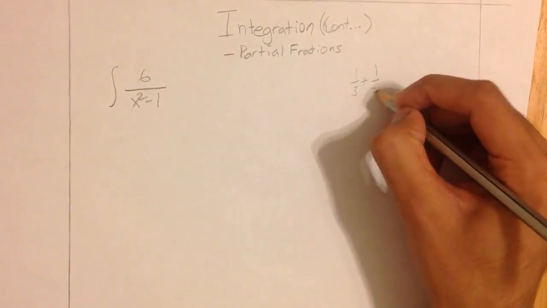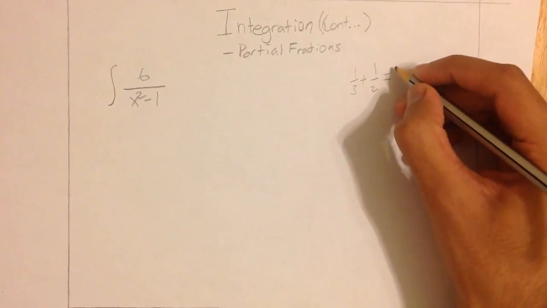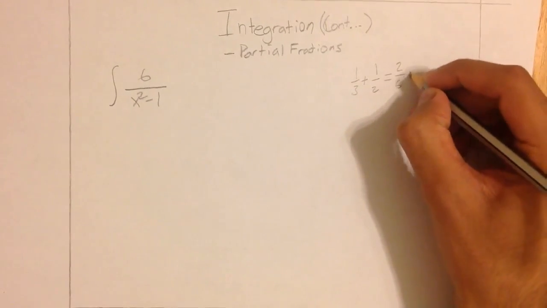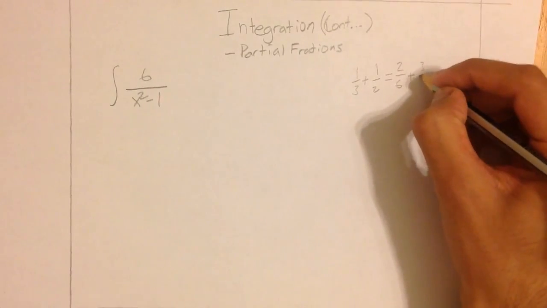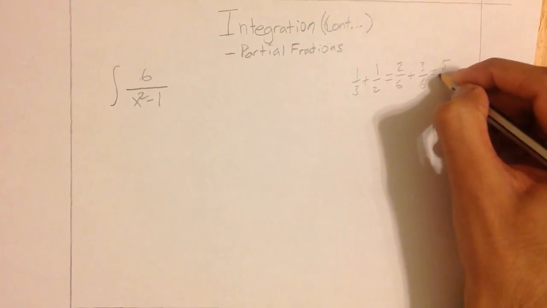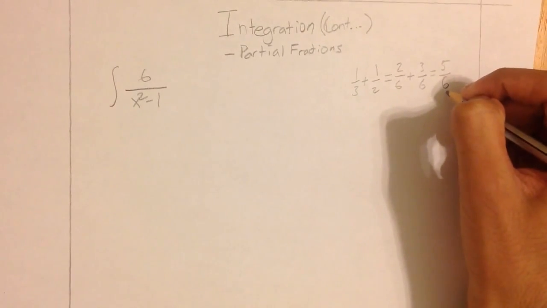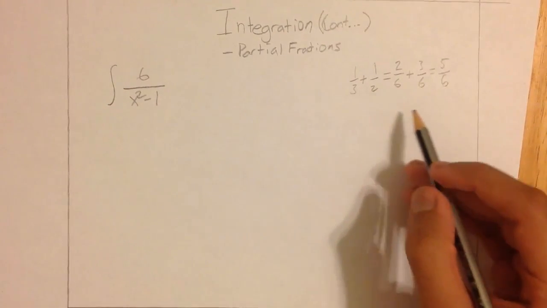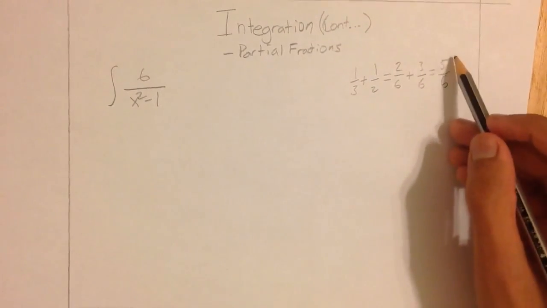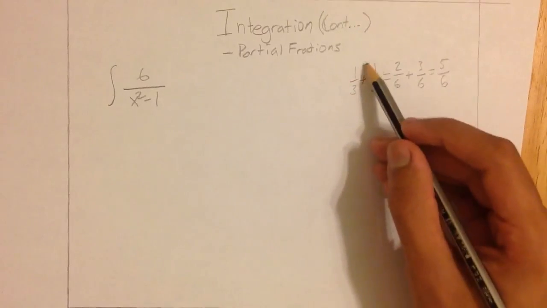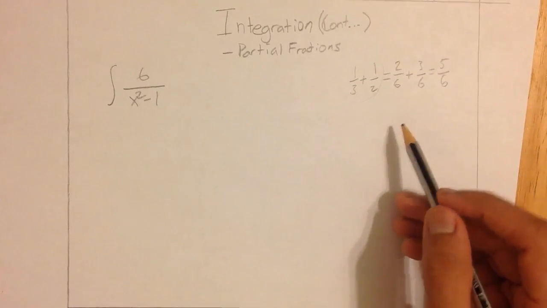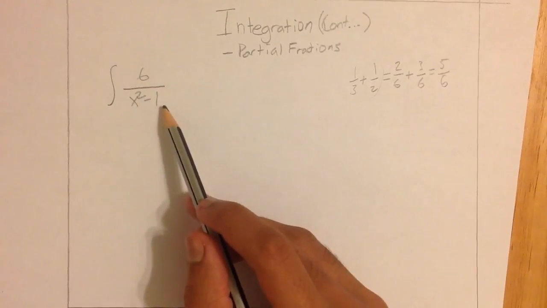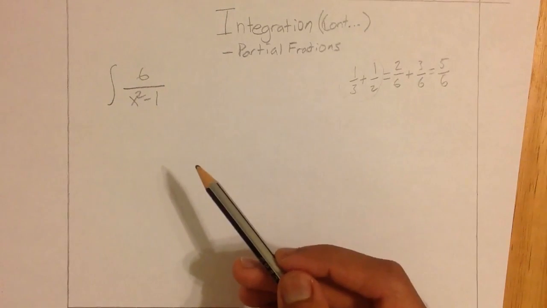1/3 plus 1/2 can also be written as 2/6 plus 3/6, or 5/6. So we're going to use the same concept of splitting one fraction into two separate fractions. Let's apply this here now. How do we split this function into two separate fractions?